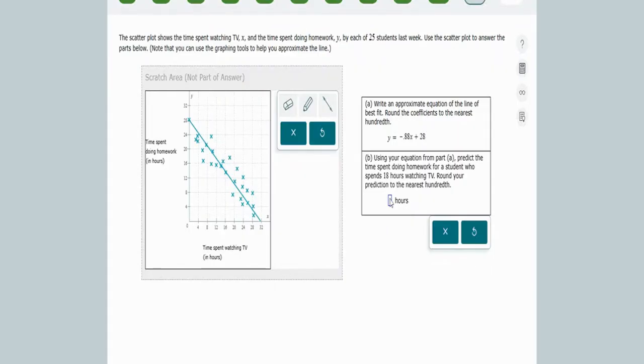And then I'm going to find out, I want to predict the time spent doing homework for a student who spends 18 hours watching TV. So I'm going to do -0.88 times 18, and that gives me -15.84. So when I add 28 to that, I end up with 12.16 hours. So let's check and see if we got that right.